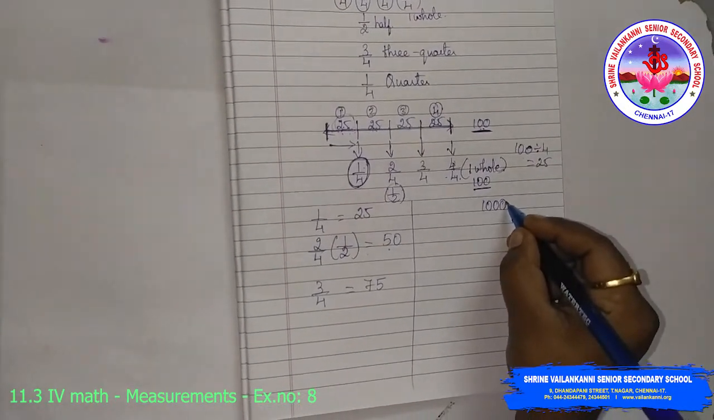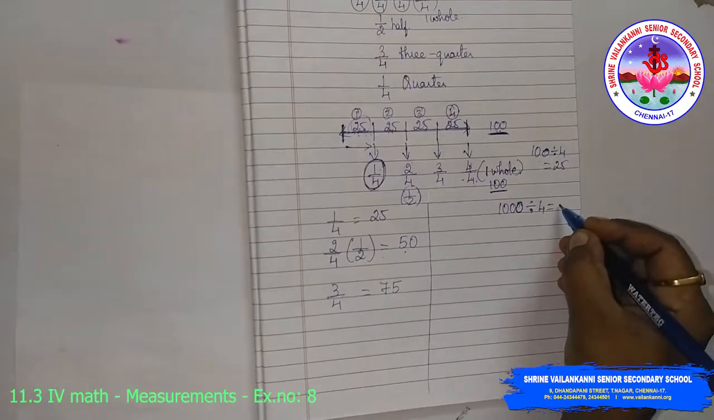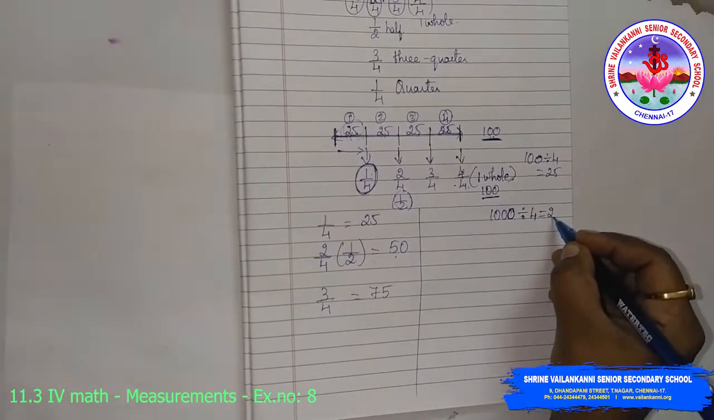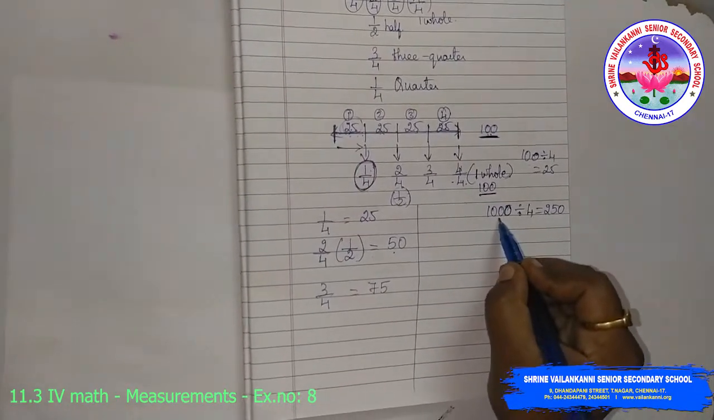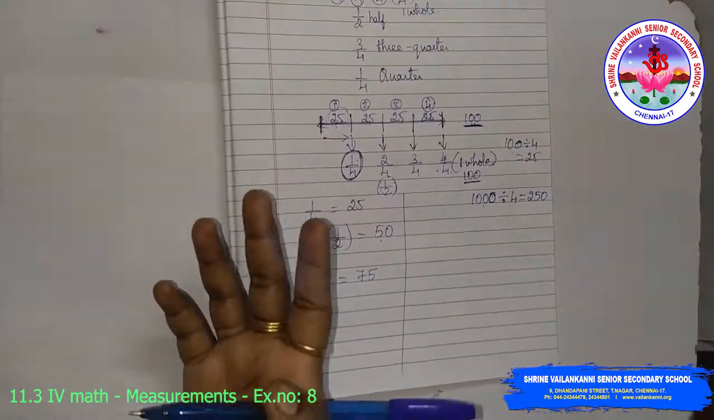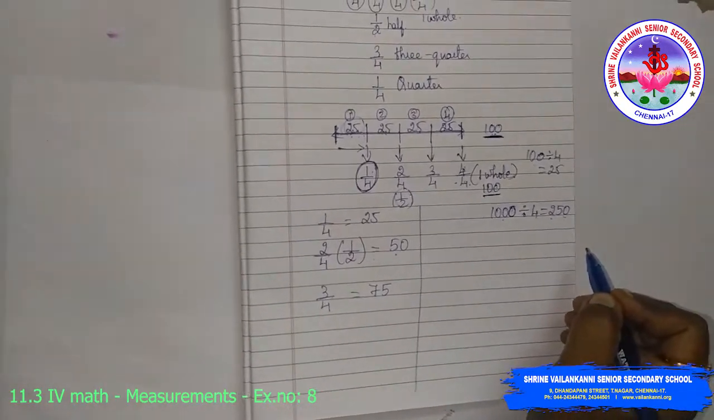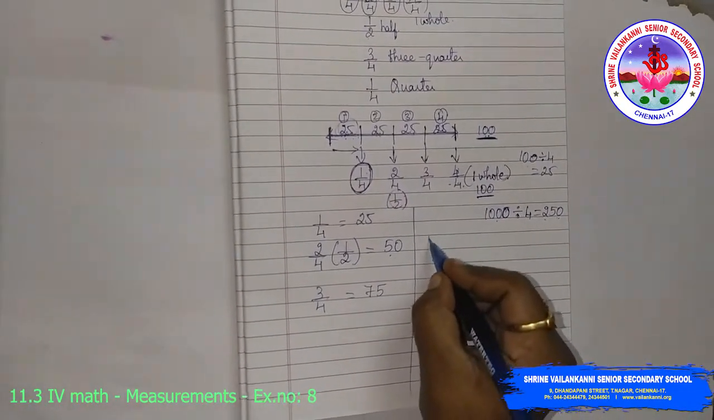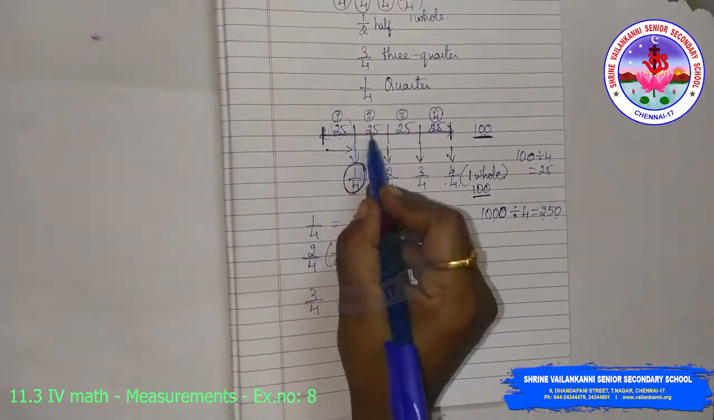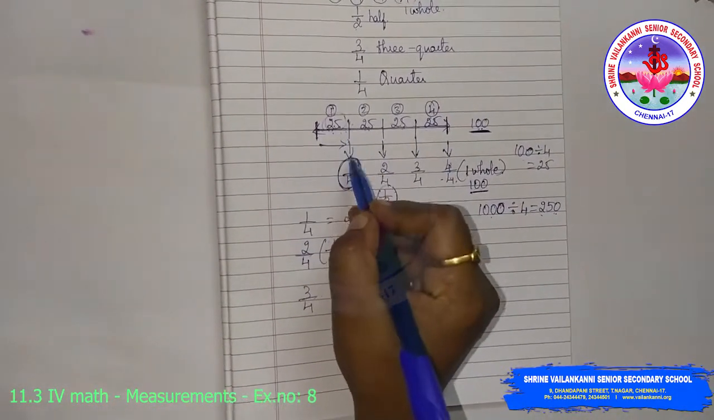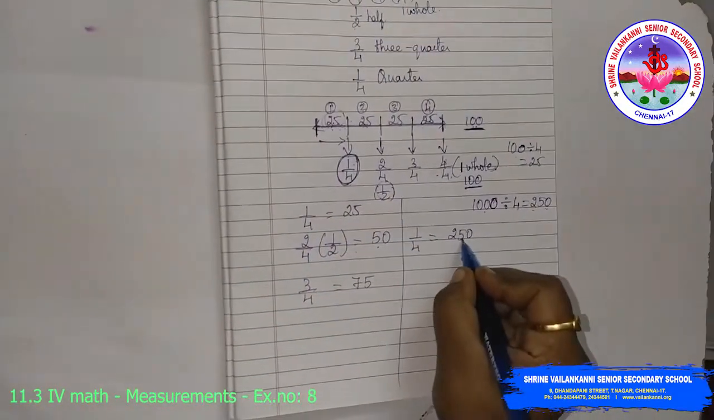Okay, when 1000 is divided into 4 parts, what will you get? Each part will have the value of 250. Yes? So when 1000 is divided into 4 equal parts, each part has a value of 250. So what will be the 1/4? Like this, 1/4. Each part will have 250. So the 1/4 will have 250. The first part will have 250.